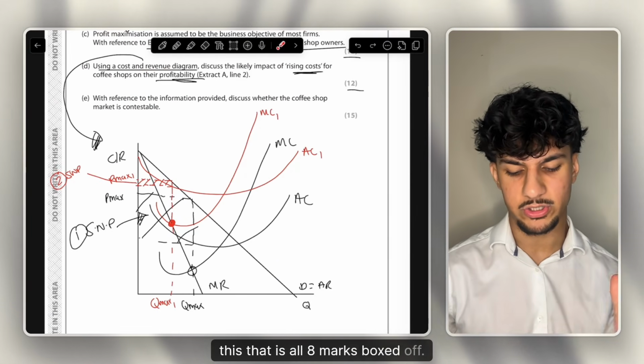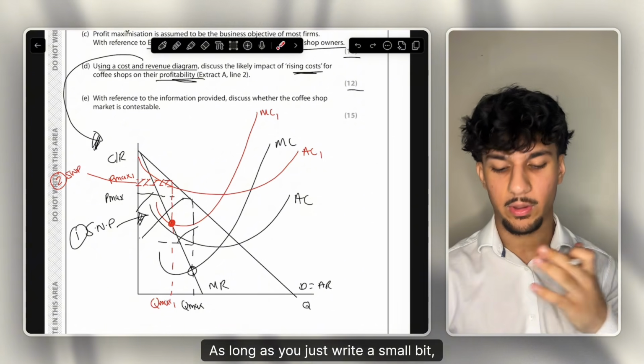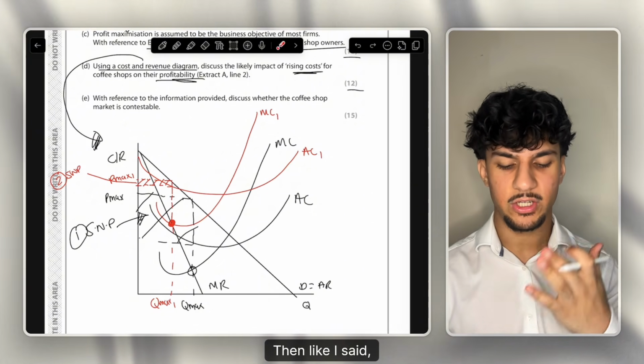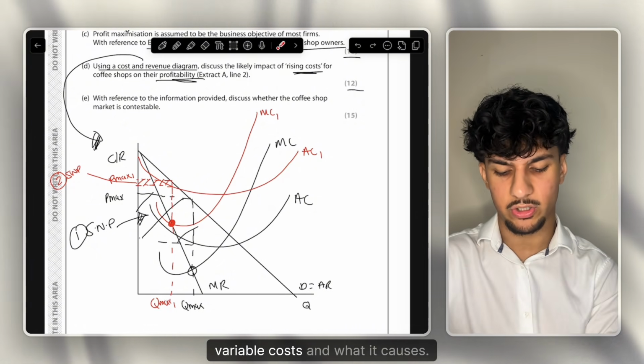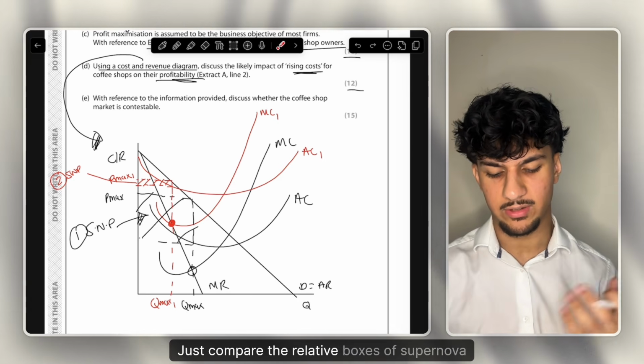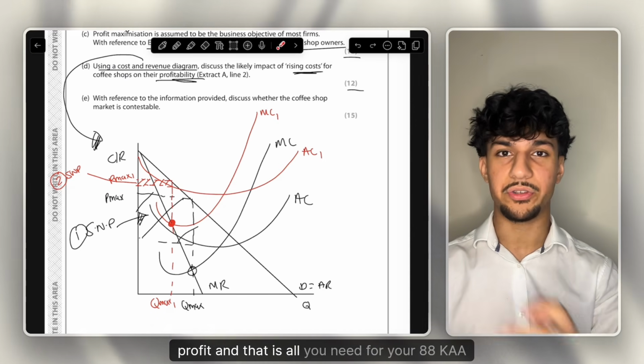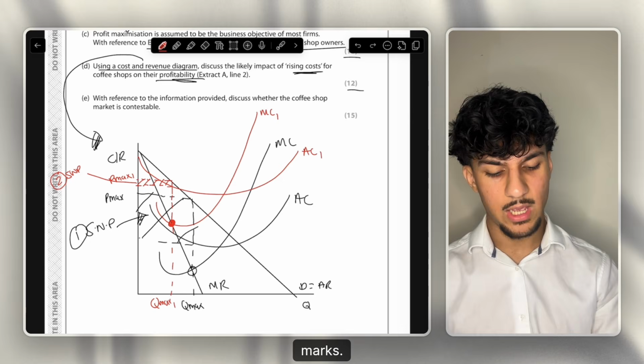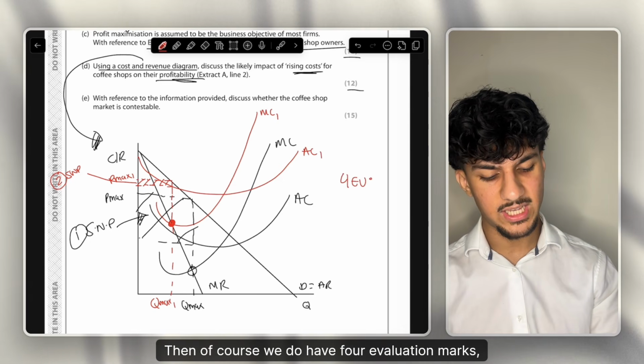That is all 8 marks boxed off, as long as you write a small bit, include a bit of application, talk about the increase in the variable costs and what it causes, and compare the relative boxes of supernormal profit. That is all you need for your 8 KAA marks. Then of course we do have 4 evaluation marks, so let's try to pick them up.